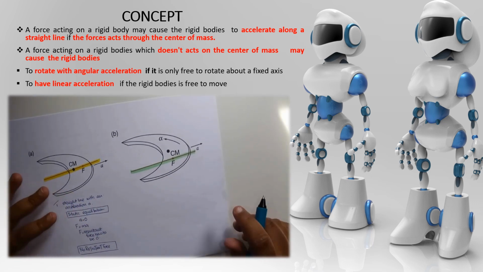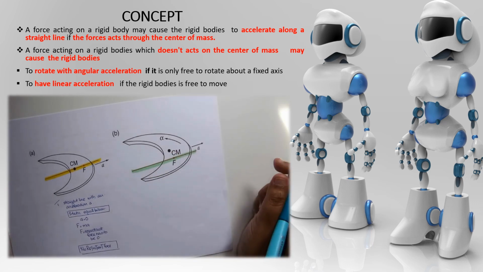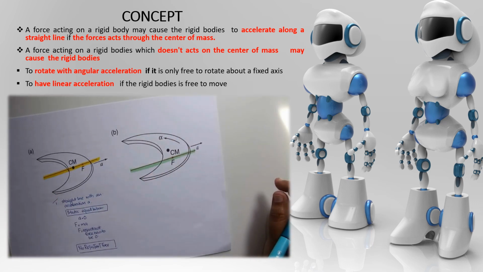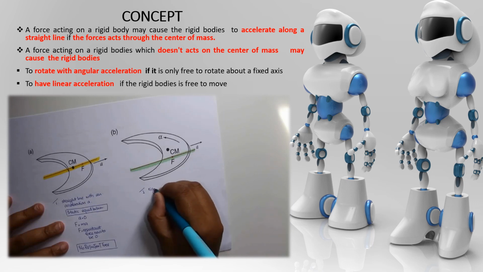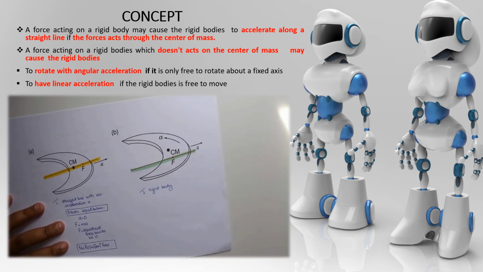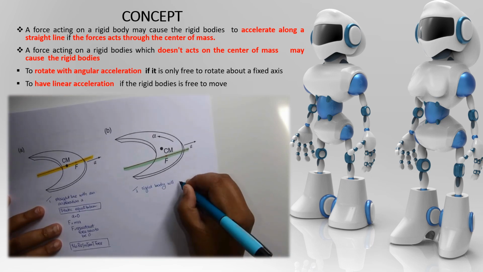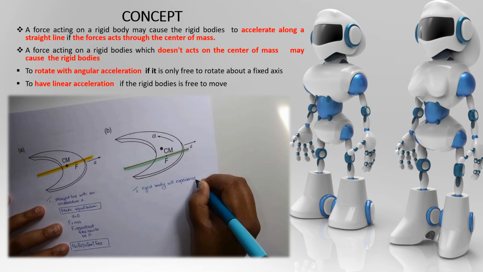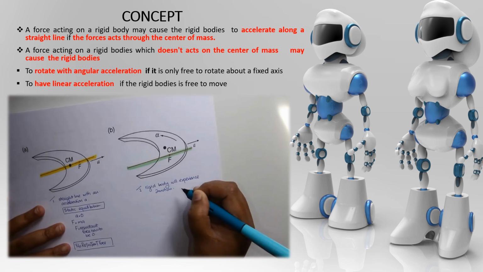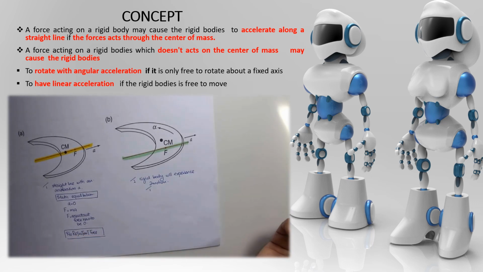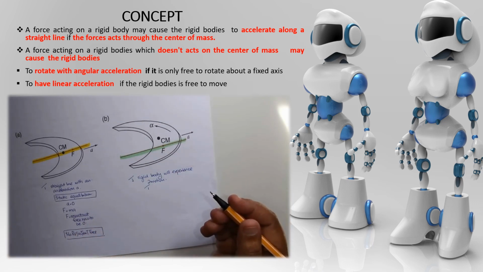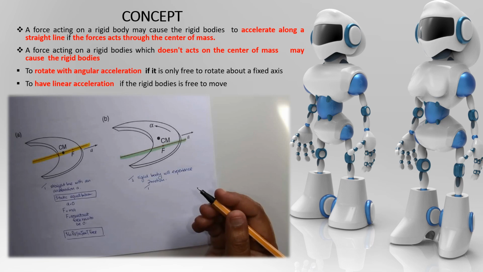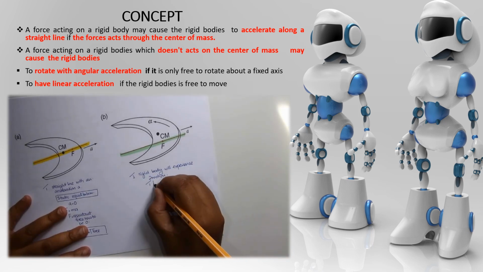But if the force doesn't pass through the center of mass but acts anywhere else on the rigid body, the rigid body will experience two motions. How many motions? Two motions. The first motion will be a straight linear motion, which I'm going to write here as linear motion, or we can also call it translation.